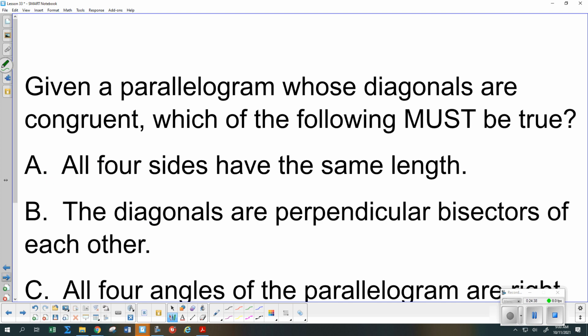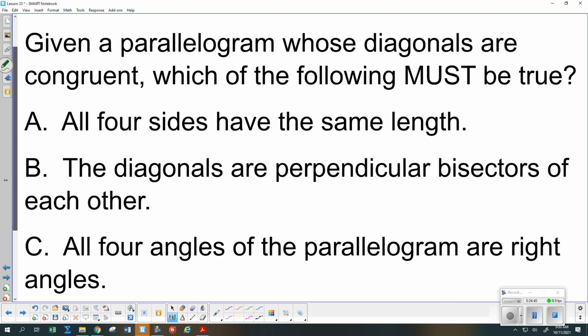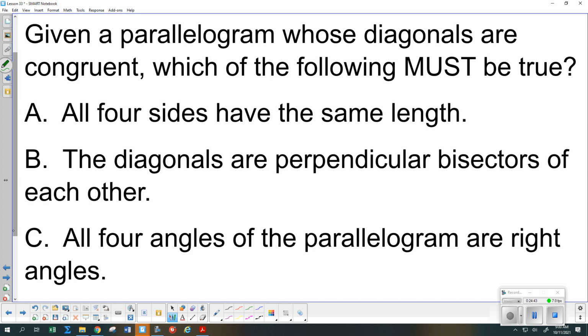Okay, now this one, the diagonals are congruent. So what did you just tell me? When the diagonals are congruent, what shapes could that be? So it could be a square. What else? And a rectangle. It's got to be a rectangle, right? Squares is a special rectangle. So must be a rectangle and maybe a square.